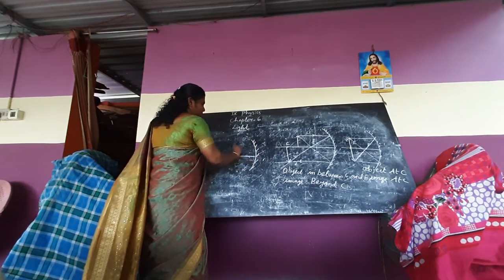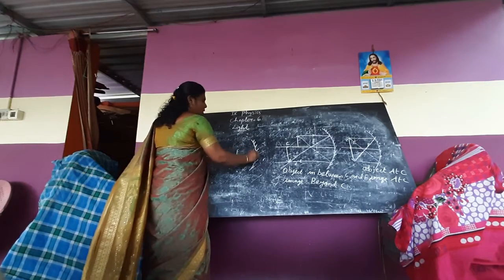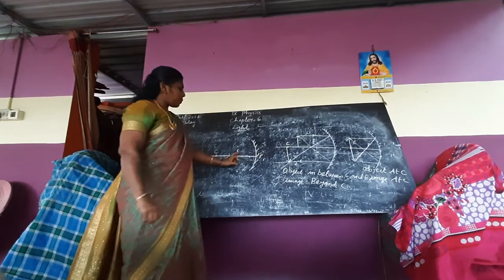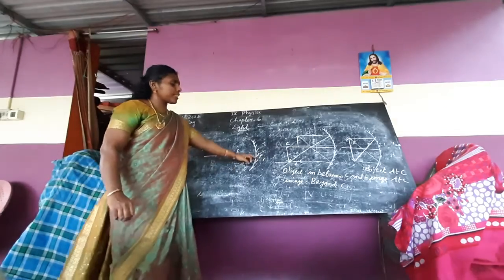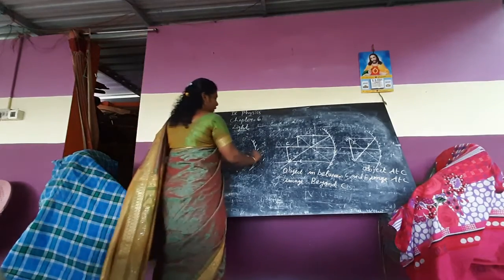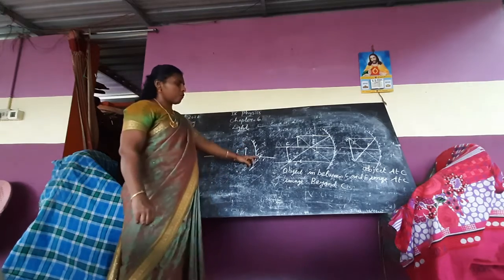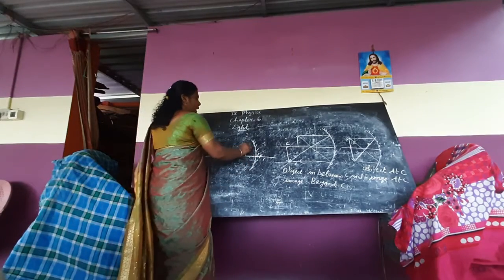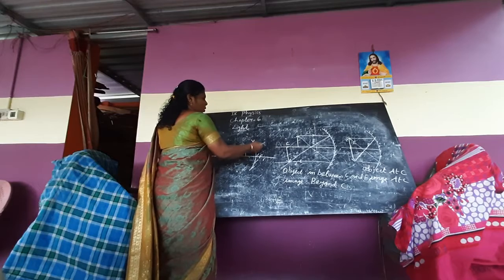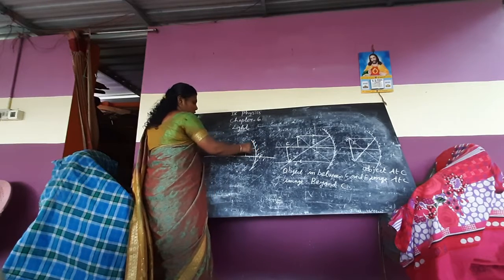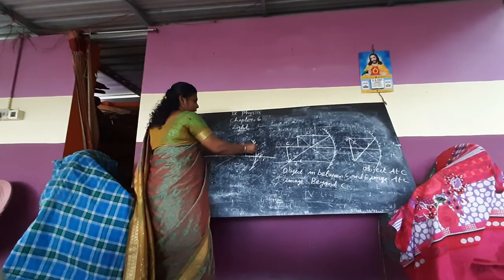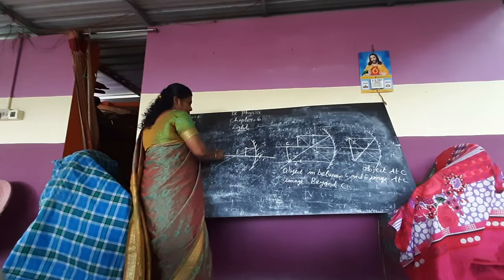Concave mirror, principal focus. Then the object between the principal focus and the pole. It's very, very important. See the object here, between the principal focus and the pole. Now a ray passes through and after reflection it passes through the principal focus. Another ray passes through the center of curvature.